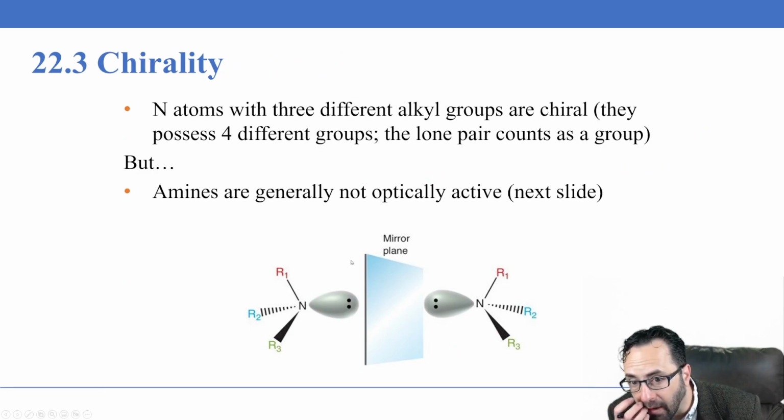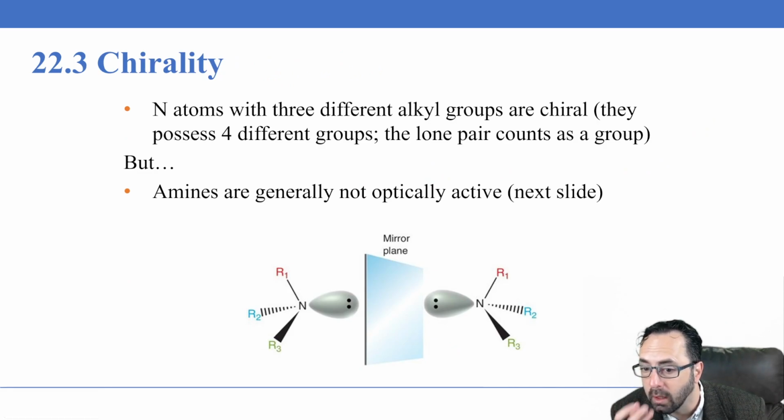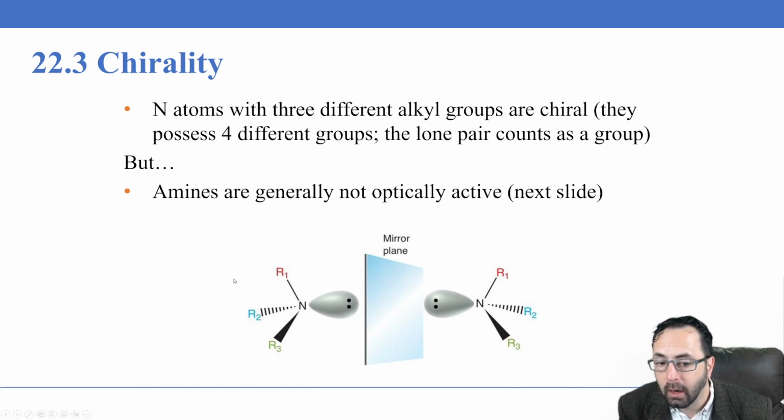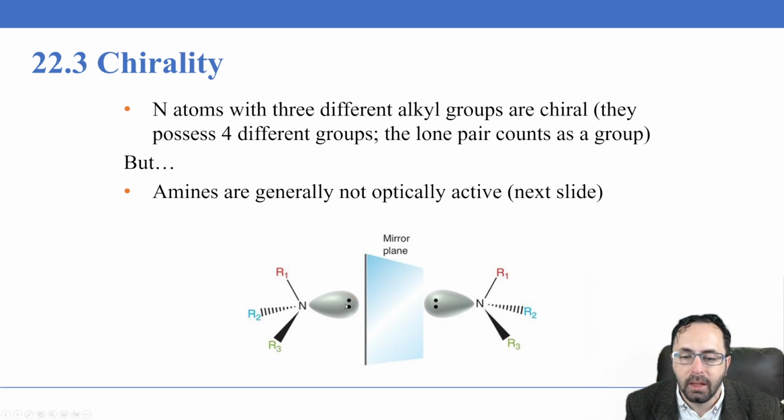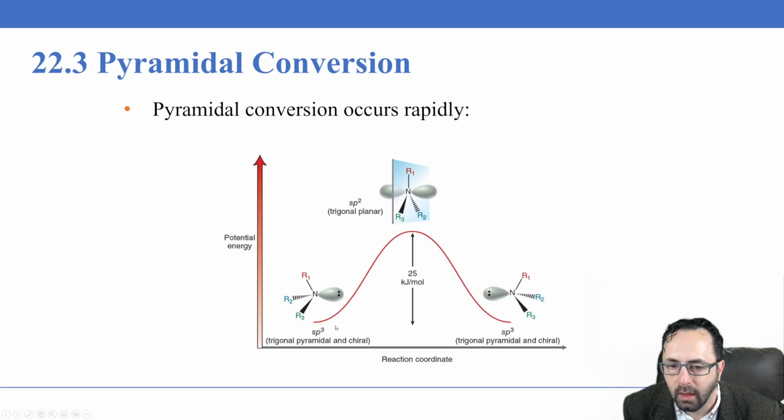Nitrogen atoms with 3 alkyl groups will also be chiral. The reason why they're chiral is because the lone pair is like its own group here. However, amines are generally not optically active, and the reasoning has to do with the fact that this 4th group is a lone pair, and it's not an actual atom. So although they are chiral, they're not optically active.